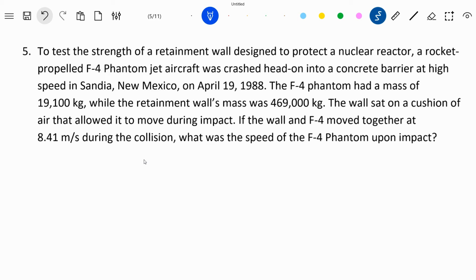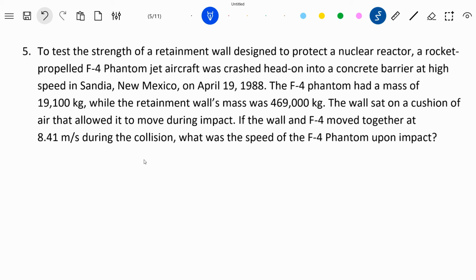The Phantom had a mass of that much, while the retainment wall's mass was really big. The wall sat on a cushion of air that allowed it to move during impact. So essentially there's no friction or anything like that. If the wall and the F4 move together at that speed during the collision, after the collision, what was the speed of the Phantom upon impact?